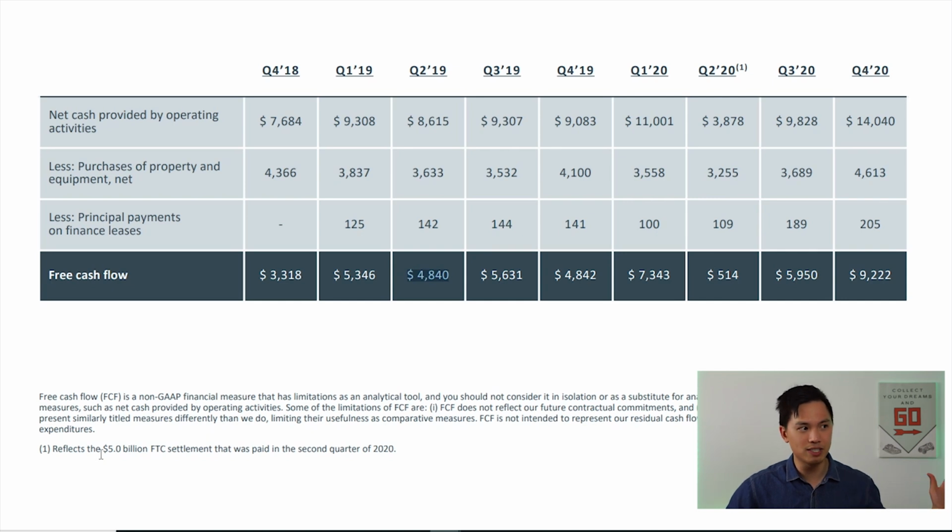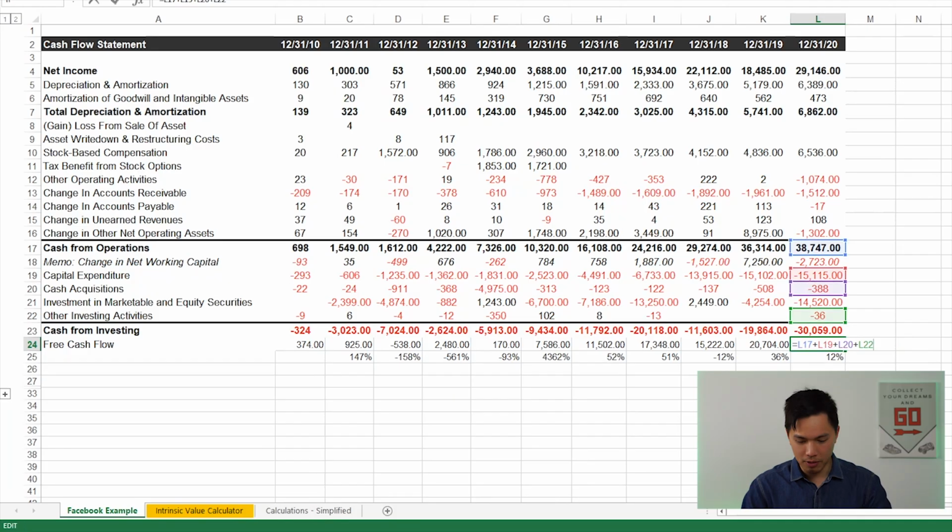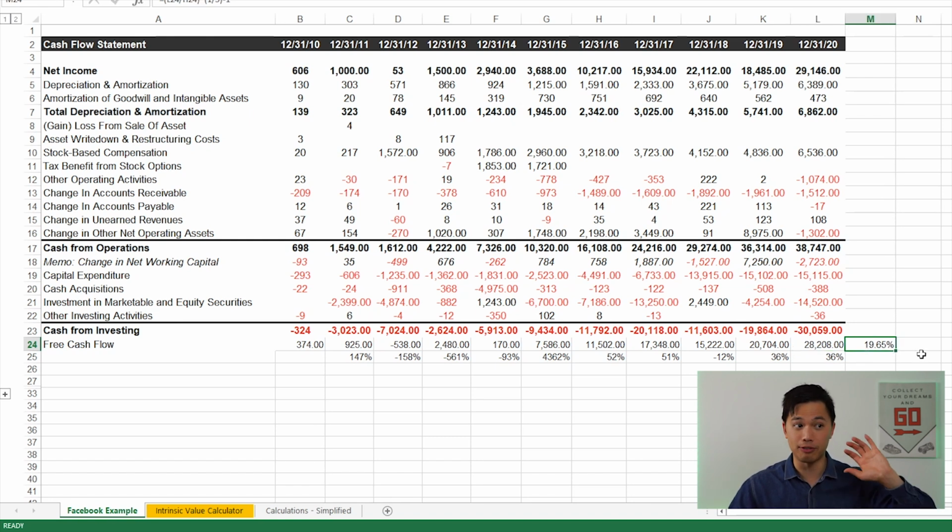So if this was just a one-off $5 billion, then we can adjust to reflect what the business will actually do if they didn't have to pay the fine, so that we have a better reflection of the company's operation going forward. So I'm just going to add back $5 billion into here so that we get a clearer, better input into our model. So over here, I'm going to plus 5,000 because we are representing these numbers in millions. So I now have $28 billion of free cash flow instead of 23 billion, and my growth rate goes from 15% to 19.65%.